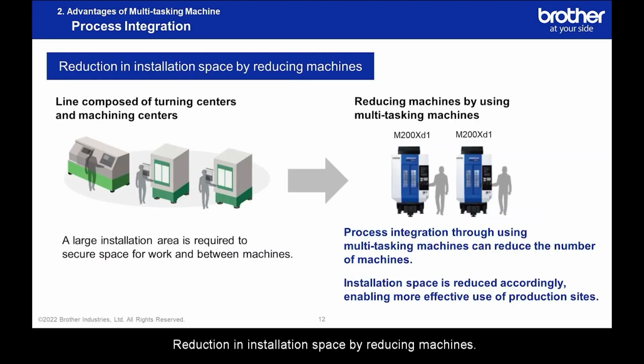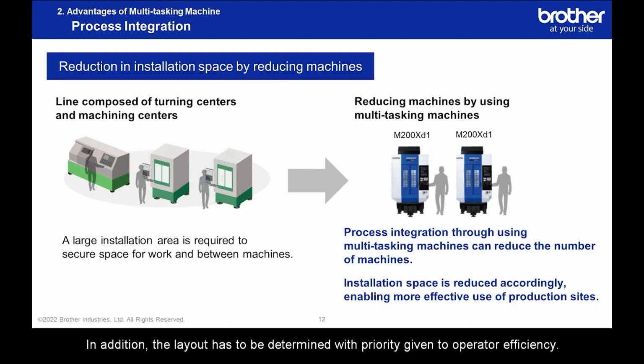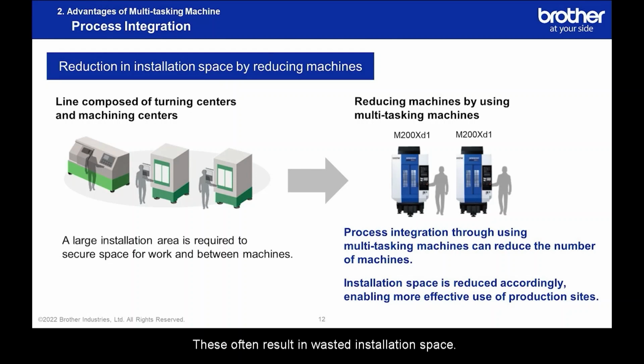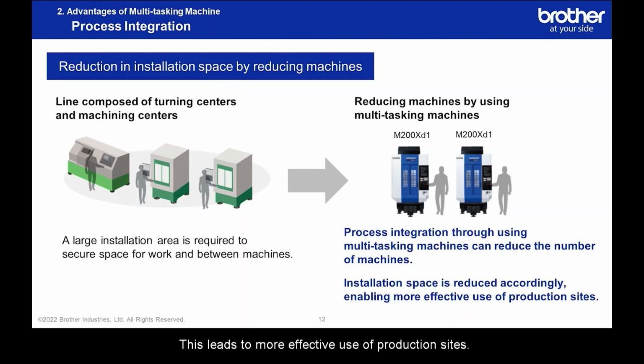Reduction in installation space by reducing machines. When machines with different design concept are installed adjacent to each other, maintenance space must be secured between machines. In addition, the layout has to be determined with priority given to operator efficiency. These often result in wasted installation space. If you integrate processes using the M200Xd1 and arrange machines suitably for production volume, you can achieve a space-efficient layout. This leads to more effective use of production sites.